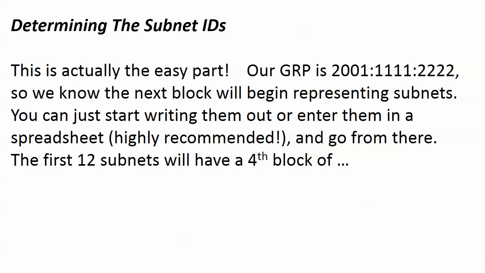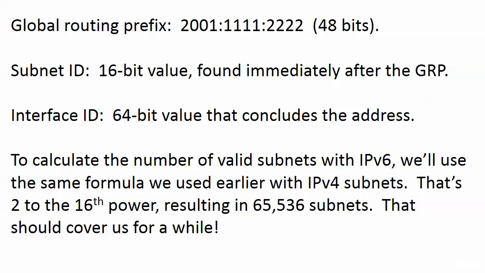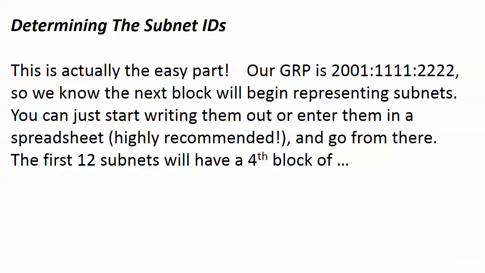Now, let's talk about determining the subnet IDs, because frankly, this is easy. It's really easy. Once you know where the GRP is, right there at the beginning, 48 bits, interface ID is 64 bits, your subnet ID is right in the middle. We know that the fourth block then from left to right is going to represent subnets. And you can just start writing them out, or on the job especially, you should enter them in a spreadsheet and go from there, because if the IANA is going to all this trouble of being super organized, by golly, we should do the same.